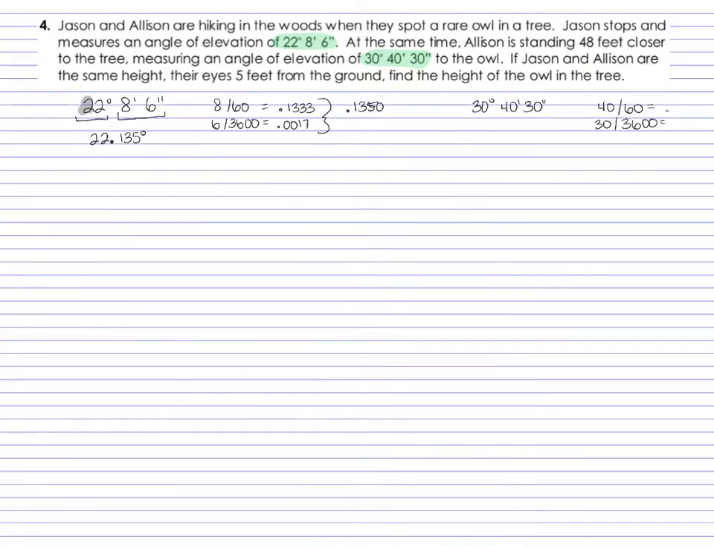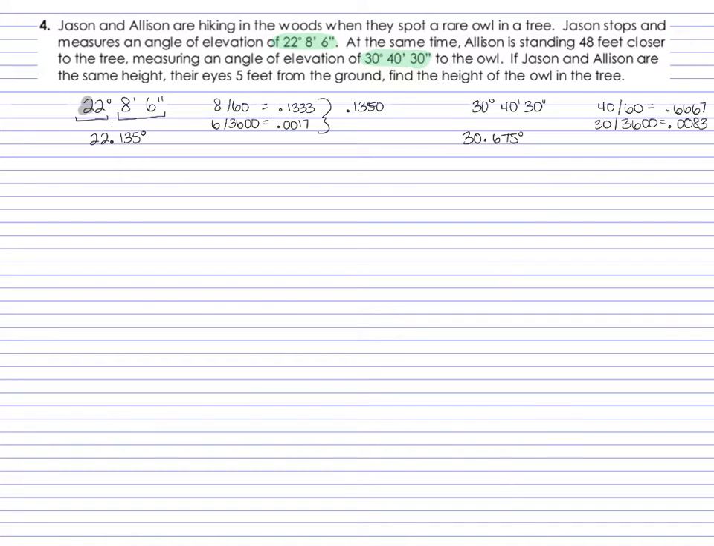So we end up with 0.6667 and then 0.0083. When we put all of those together and add them up, we've got 30.675 degrees. So now we're dealing with degrees in a way that we know how to do it, in a way that we can put in our calculator. So that's the first part of the problem.